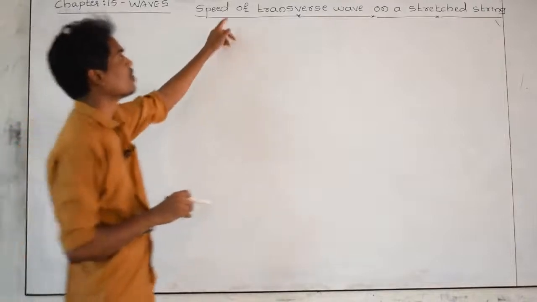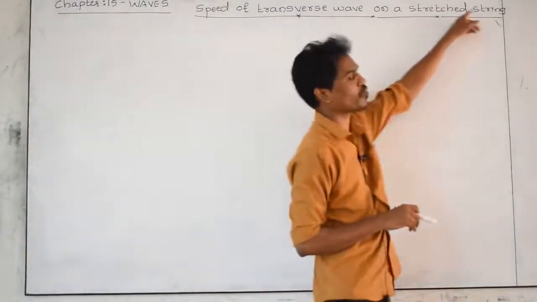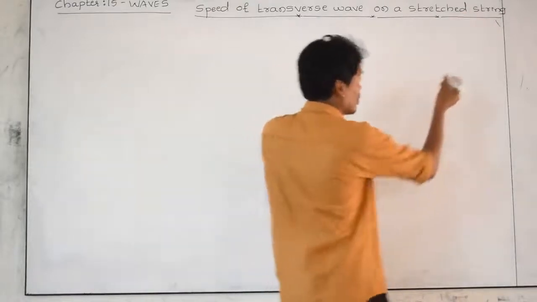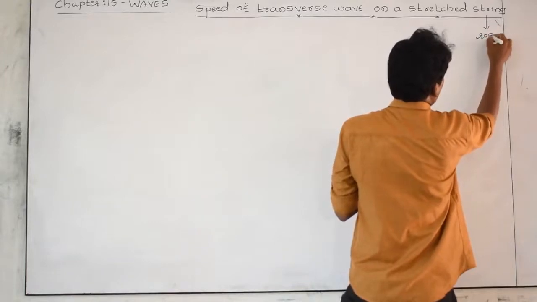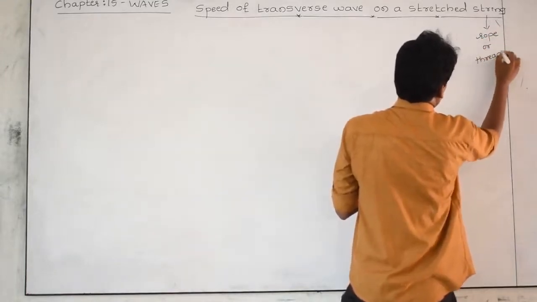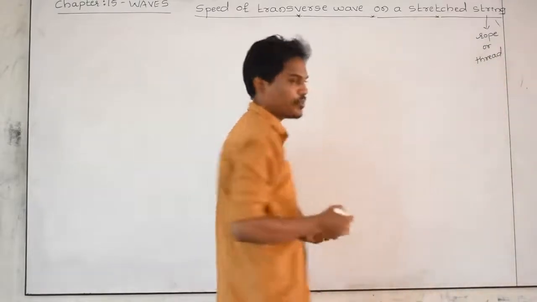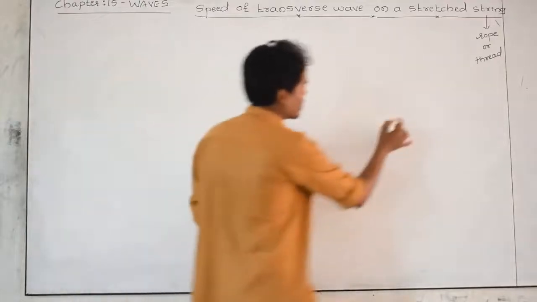We need to find the speed of a transverse wave. The wave is set up in the rope. String means rope or thread. Stretched means we have to tighten the wire or rope. Let us take the diagram.